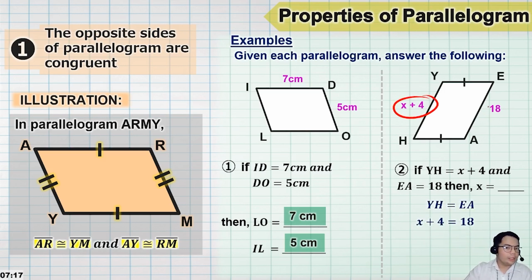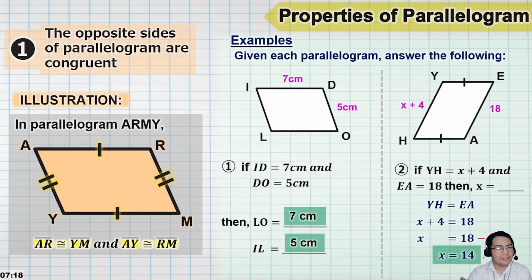Therefore, we can equate x plus 4 and 18. Yan. So, by that, pwede natin i-solve yung value ng x. Lipat natin yung 4 sa kabila. Magiging x is equal to 18 minus 4. Yes, very good class. So, ang magiging value ng x natin dito is gonna be 14. So, that makes our parallelogram having opposite sides are congruent. Gets po?